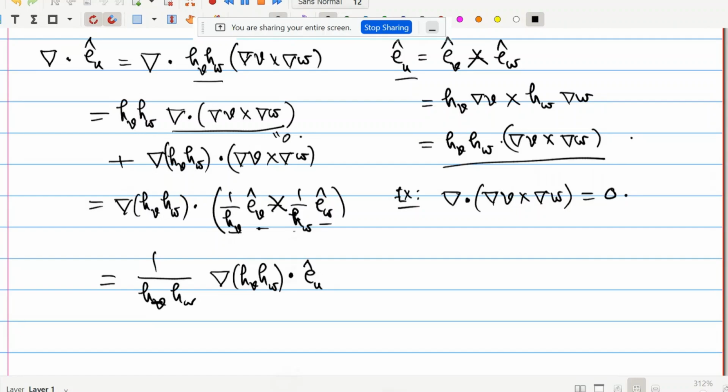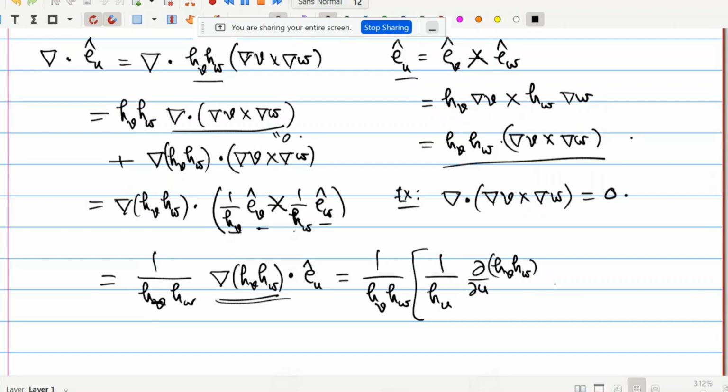That is EU cap. So this will give me 1 by HVHW. These are numbers or functions. And what is this one? This we know, by yesterday we have done the gradient of this. That will give me 1 by HU times dou U of HU, HV, HW. This function, dou F by dou U, instead of F, I have HU, HV, HW. So this into EU cap.